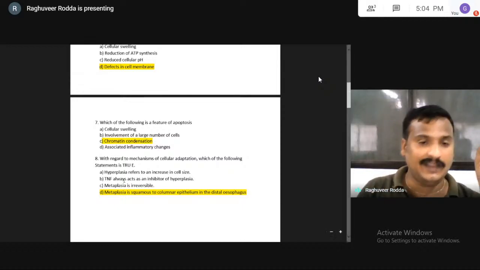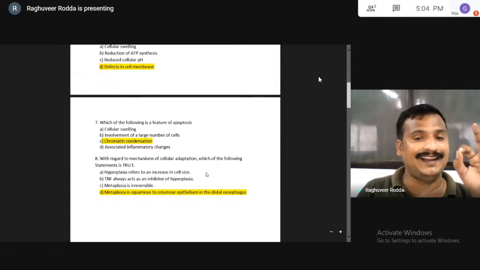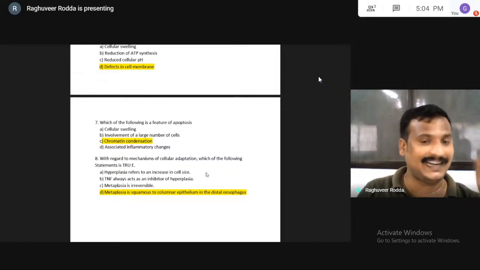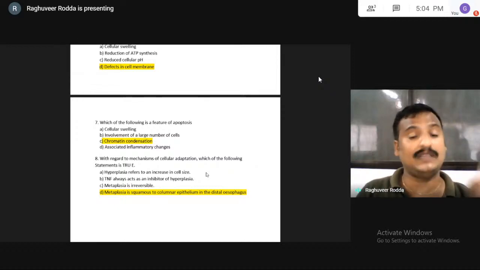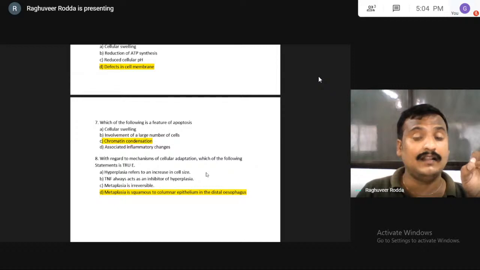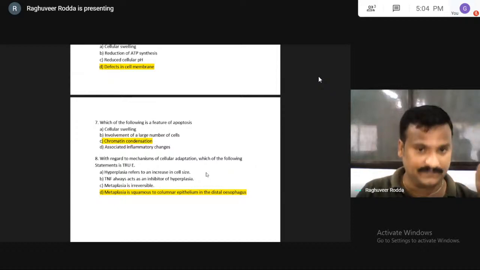Here there is one small correction. It is hypertrophy, and hyperplasia is not referred to. With regard to the mechanism of cell adaptation, which of the following statements is true? Hyperplasia is related to the cell number, never to cell size. Hyperplasia refers to cell number, not cell size. Cell size is hypertrophy or atrophy.